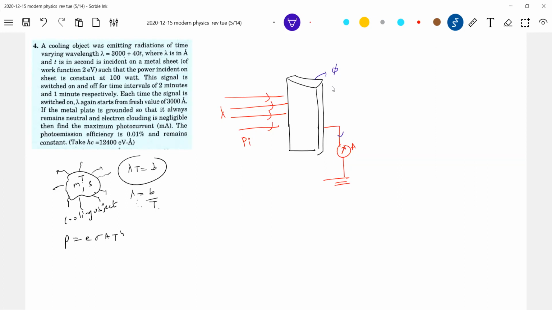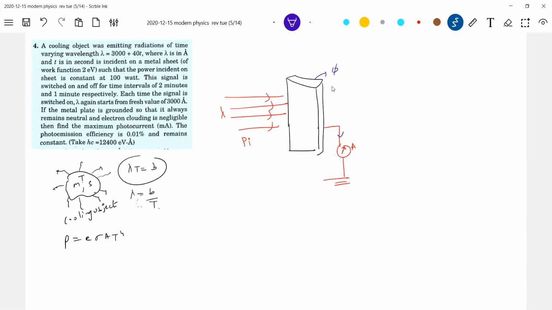Once the wavelength, like the energy of the photon, is equal to the work function, there is one threshold wavelength, no? When the wavelength becomes greater than the threshold wavelength, no more photoelectron emission will be there. He's asking for the maximum photocurrent, and that too with this wavelength varying with time t.